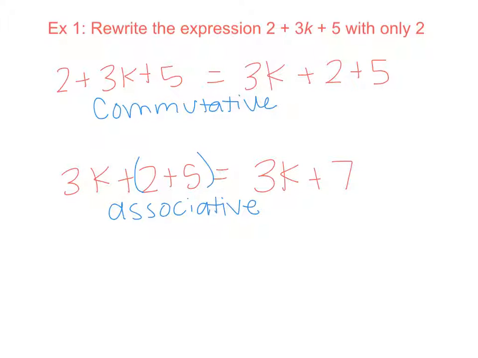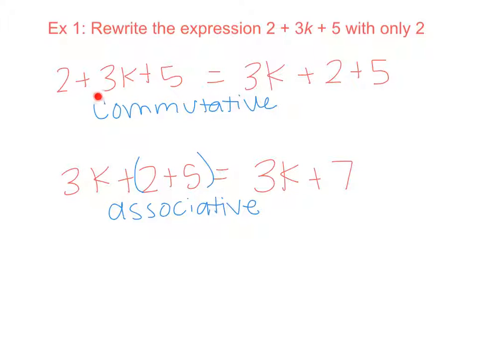Okay, so here's an example that we have. Example 1: rewrite the expression 2 plus 3k plus 5 with only two terms. So they want us to rewrite it and combine like terms like we did in our 7.7 lesson, but we're going to use our properties to prove what we're doing is true.